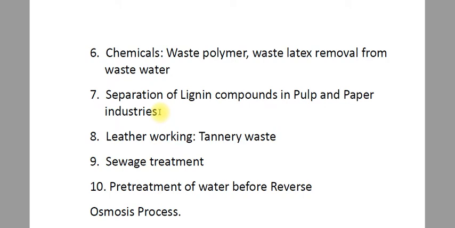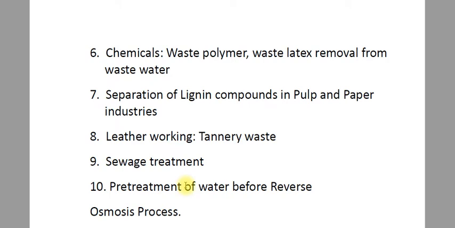Similarly, in the leather industry, the tannery waste with microorganisms or animal body waste which comes in the wastewater during leather processing can be separated out using the ultrafiltration process. In the sewage treatment plant also you can use the ultrafiltration process. And basically in domestic water purification systems, the ultrafiltration process is used as a pre-treatment for the reverse osmosis process.